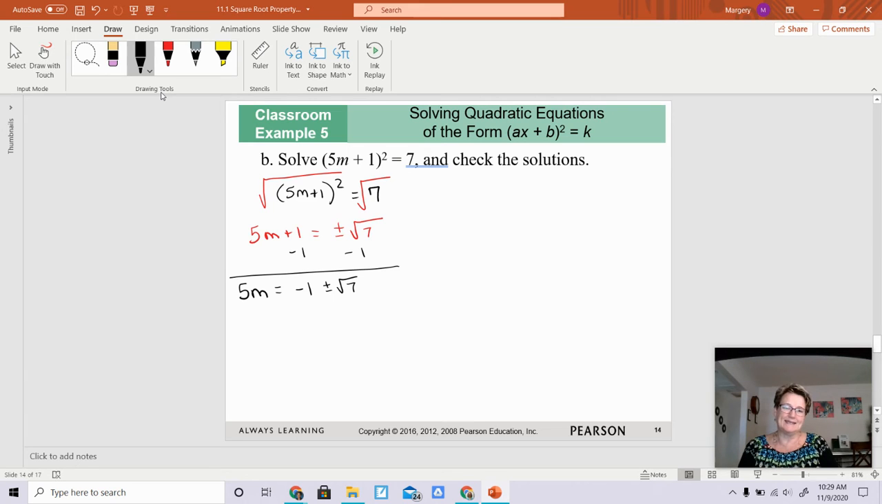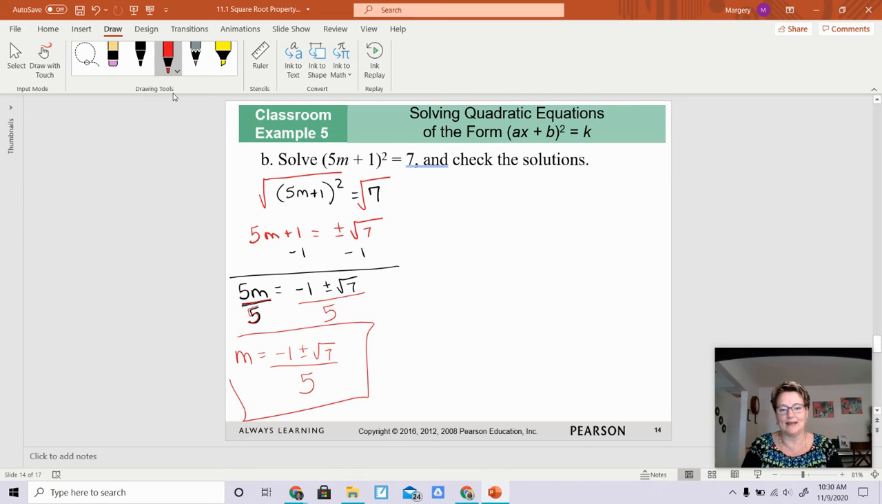In this case, I can't combine the negative 1 and the square root of 7, so I'm just going to leave it the way it looks. I don't have to do anything special. This time I'm going to divide everything by 5. So I'm left with m equals negative 1 plus or minus the square root of 7, all over 5. And that would be my answer.